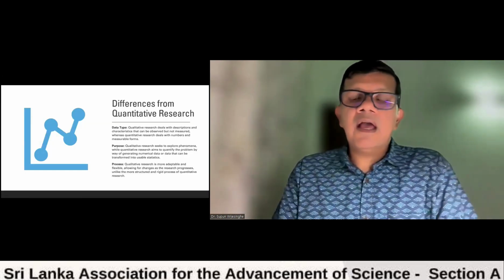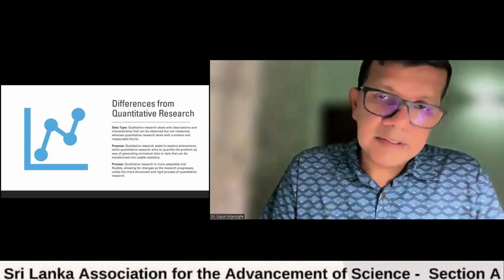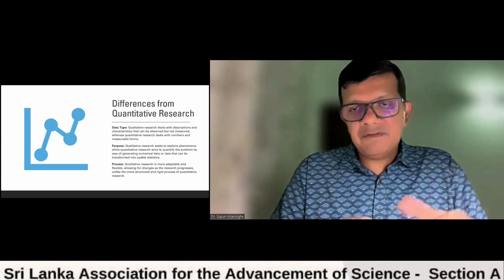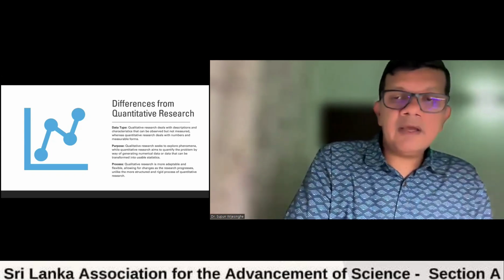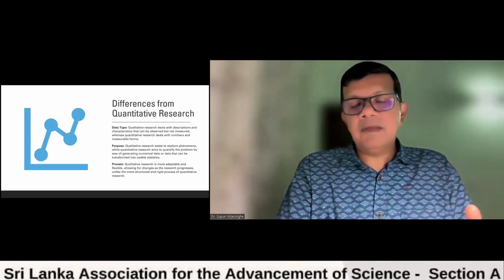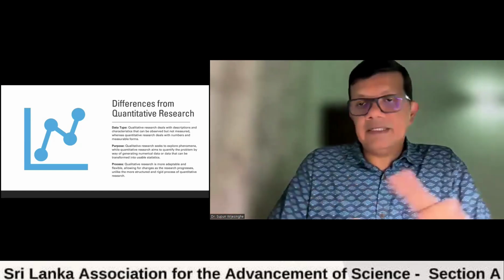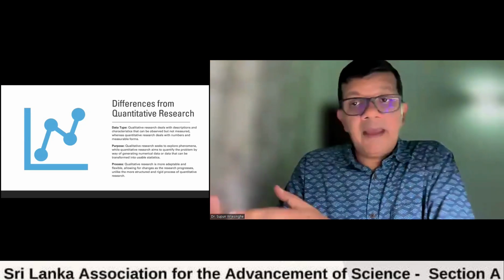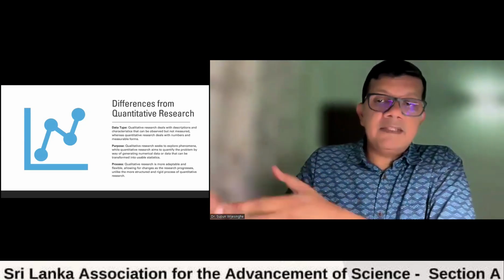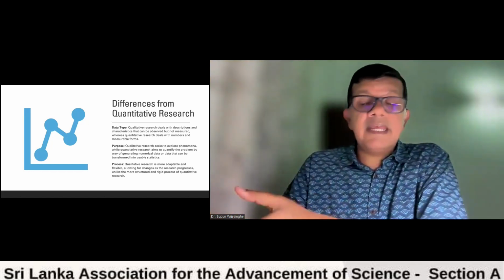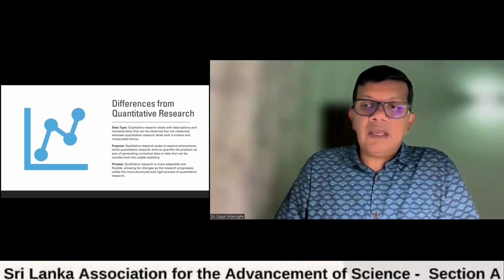Now, if you look at qualitative research, the primary difference would be the data type. Now, if you look at quantitative research, we are talking about numbers: how many people had myocardial infarctions, how many people had diarrheal diseases, how many people were admitted to the hospital with bronchial asthma, how many people were diagnosed with dengue. So it's numbers we are talking about.